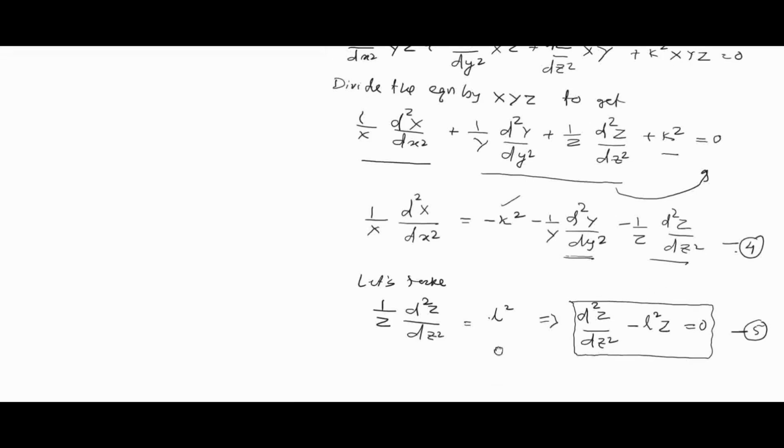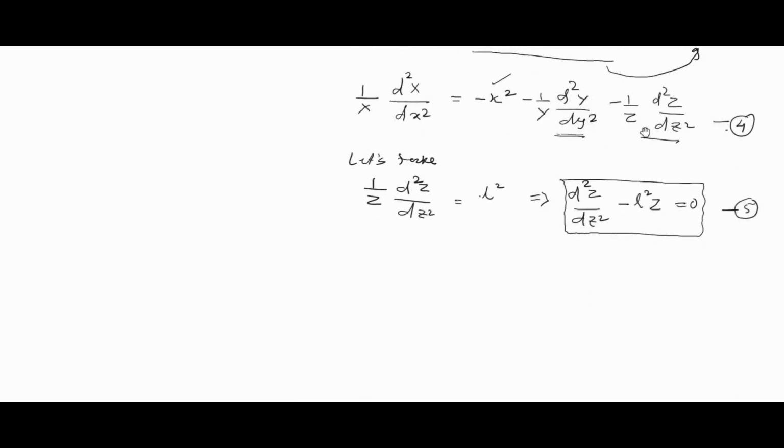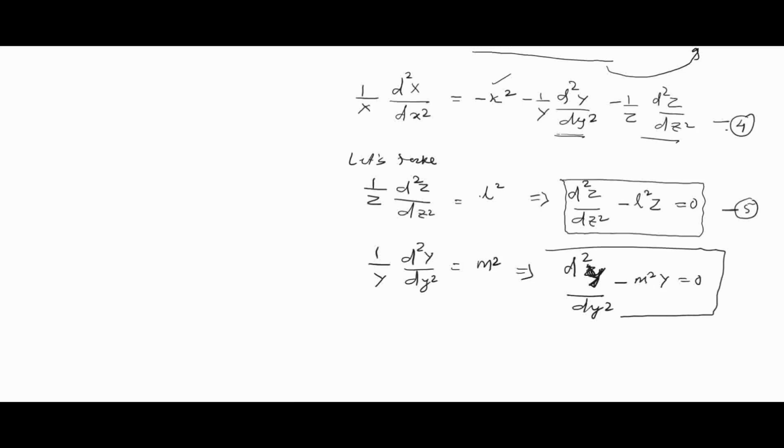The next, second one, 1/y, let us take this one as m². 1/y d²y/dy² is equal to m². This will give us d²y/dy² equal to m²y. Now this y when it comes here, it will be multiplied by m². When it is moved to the left side, a negative sign will come: d²y/dy² minus m²y equal to 0. This is our second ordinary differential equation, equation number 6.